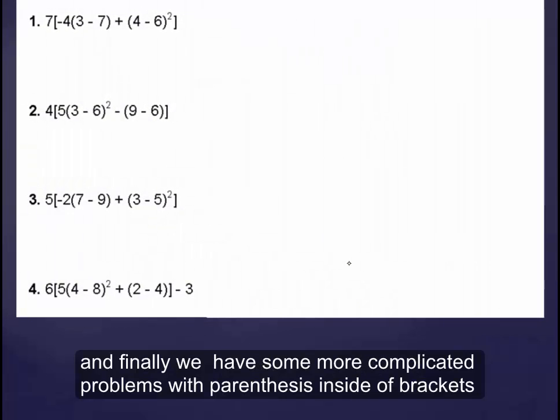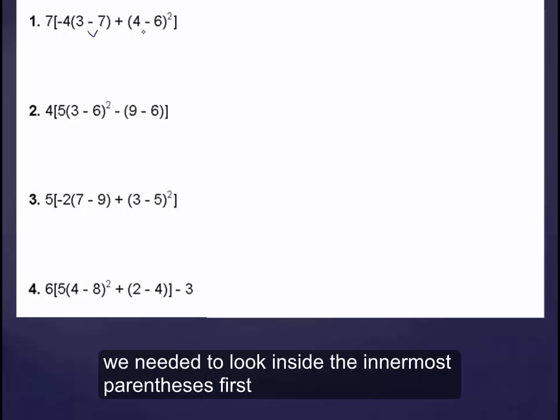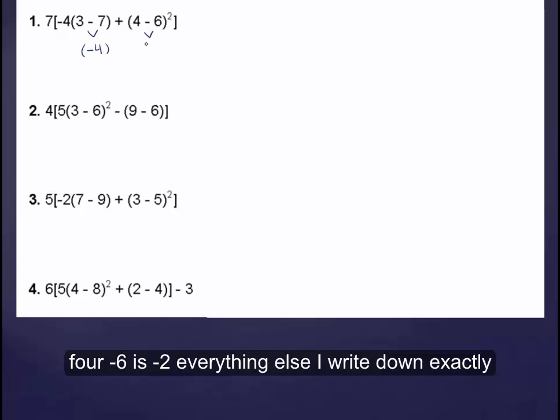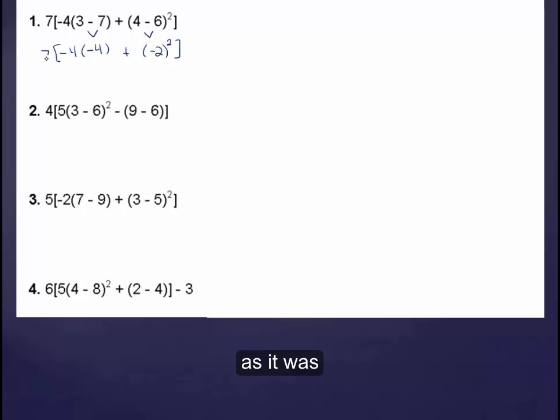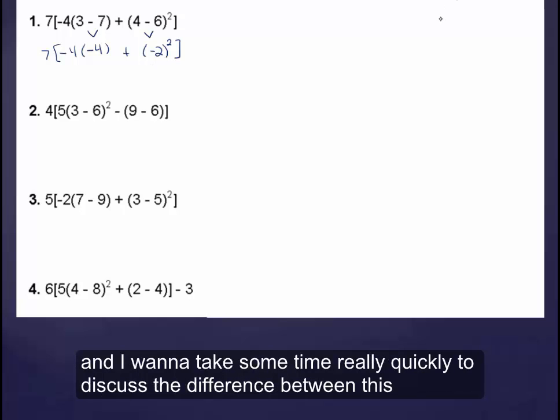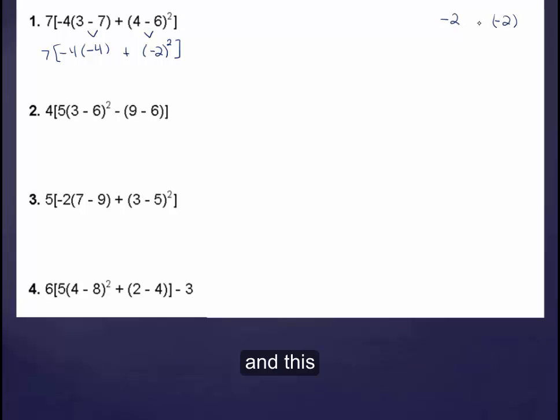And finally, we have some more complicated problems with parentheses inside of brackets. We need to do what's inside the innermost parentheses first. 3 minus 7 is negative 4. 4 minus 6 is negative 2. Everything else I write down exactly as it was. Now I have exponents and multiplication. Exponents come next. And I want to take some time really quickly to discuss the difference between this and this.